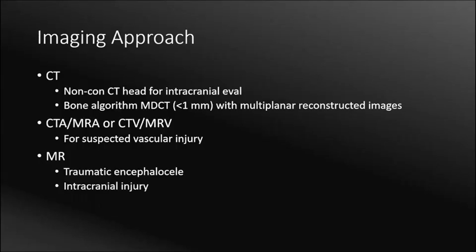In imaging a patient presenting with trauma and potential skull base fracture, we usually begin with a non-contrast head CT to evaluate the intracranial compartment. Bone algorithm, multi-detector CT with thin cuts and multiplanar reconstructed images are useful to evaluate for the more subtle fractures of the skull base. Vascular imaging can be performed in the setting of suspected vascular injury, and MR is useful for further characterizing intracranial injury or when a traumatic encephalocele is suspected.